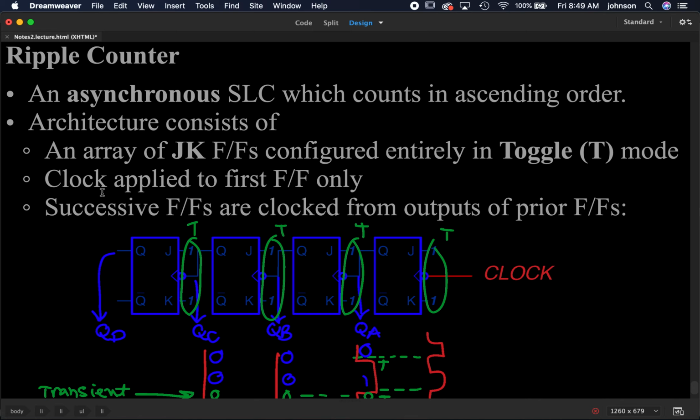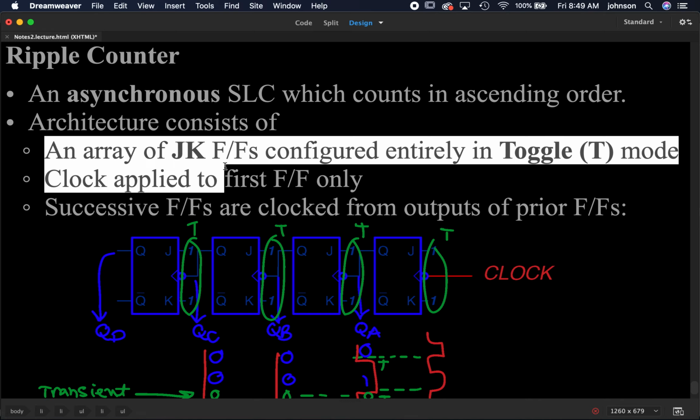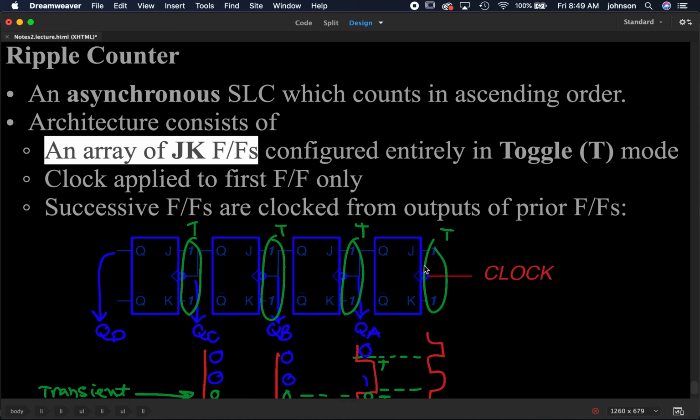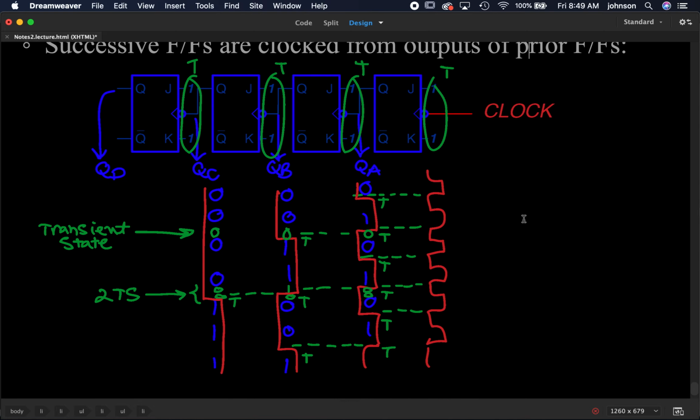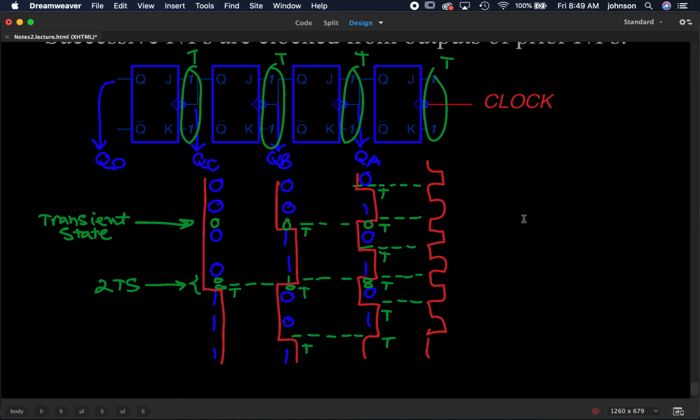Notice that it's basically an array of flip-flops, each of them configured in the toggle mode. All right, toggle, toggle, toggle, toggle. And successive flip-flops are clocked from the outputs of the prior flip-flops, as I just mentioned. So let's take a look and see how this one works.